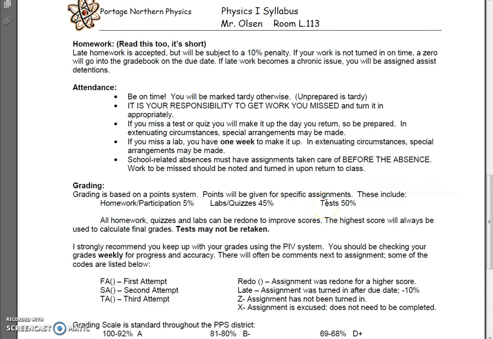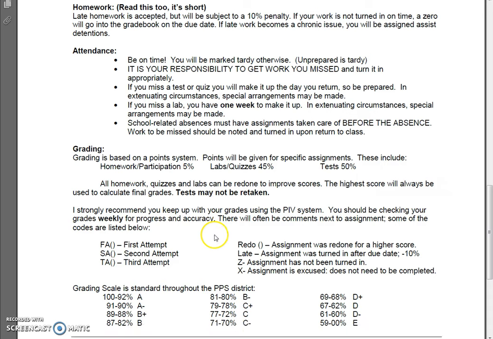Tests are 50% of your grade. This is getting us ready for that college level testing, high stakes. Be sure that you are studying well in advance for tests. They impact your grade greatly.